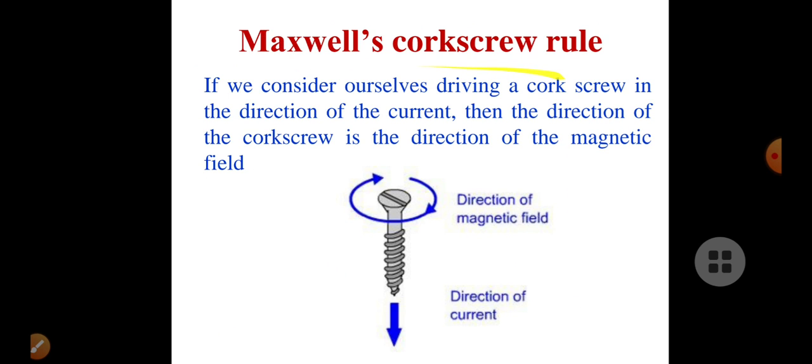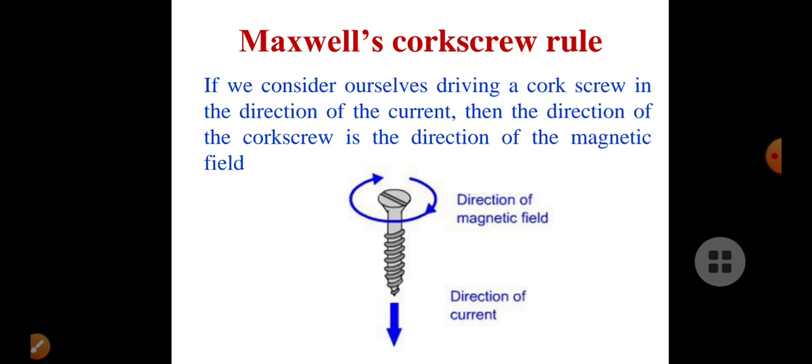Now the same rule can also be explained in another way, that is Maxwell's corkscrew rule. When you put a screw in any object, you rotate the screw in one direction and the screw goes in the downward direction, meaning it gets fixed in that object. The direction in which you are rotating gives the direction of the magnetic field, and the direction in which the screw is going, or fixing, gives the direction of current.